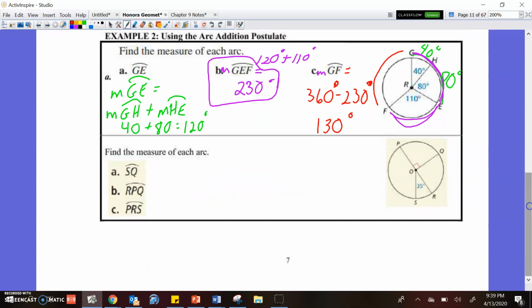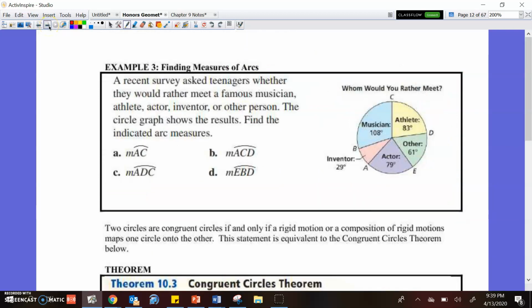Okay? All right, and find the measure of each arc. We're going to skip this one just for more practice with other things to save time. But moving on, example 3, here's like an application with a circle chart or a pie graph, what you'd like to think of it as. Survey asked teenagers whether they would rather meet a famous musician, athlete, actor, inventor, or other person. Here are the results. So find the indicated measure.